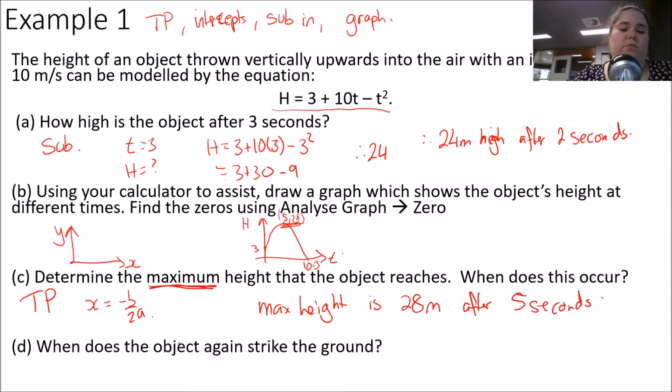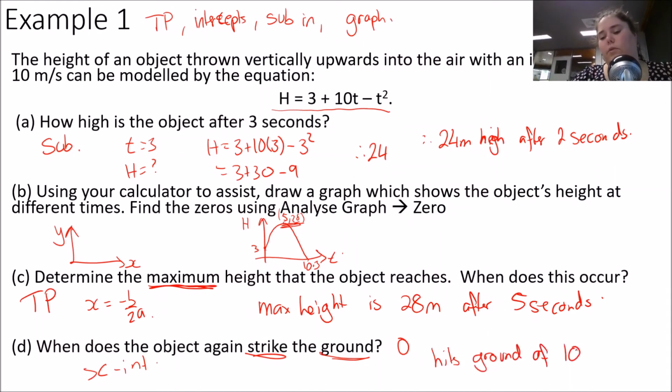And then when does the object strike the ground again? Strike the ground, that is a 0. The ground is 0, so that is actually just asking for our x-intercept. We already found it, so that is hits the ground after 10.3 seconds. And so that's all it is. This one asks for the turning point, subbing in, intercept, and graph. Asks for everything.